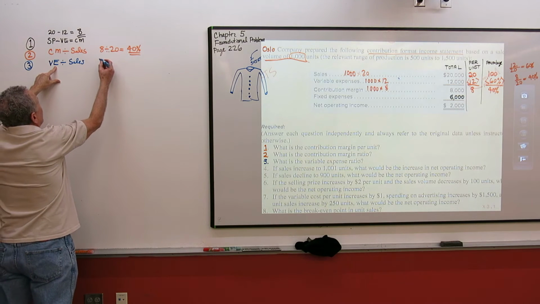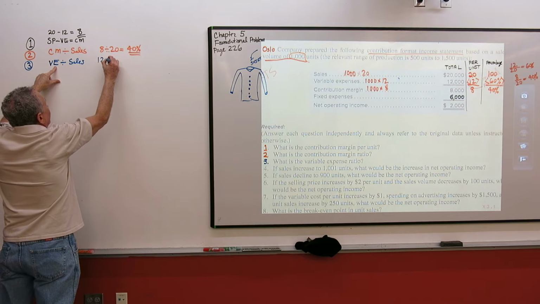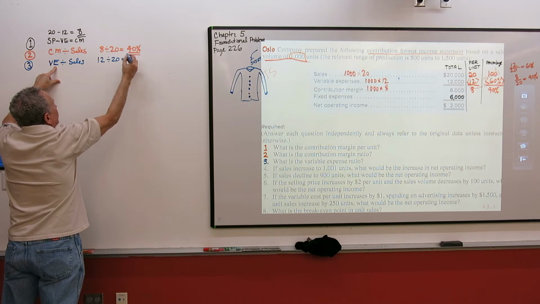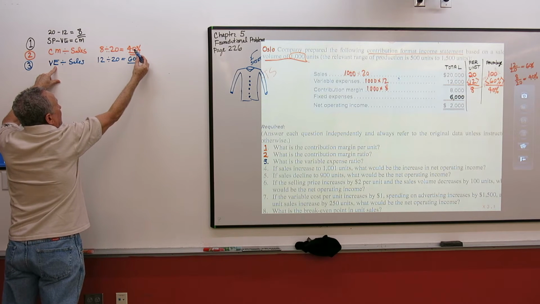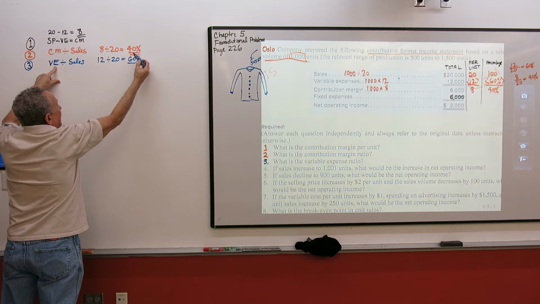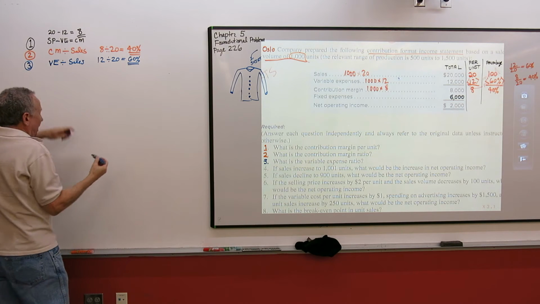If we do that, this was 12 divided by 20, which equaled, again, 60%. By the way, do you see that the contribution margin and the variable expenses add up to 100%? That's normal, and that'll always be the case.